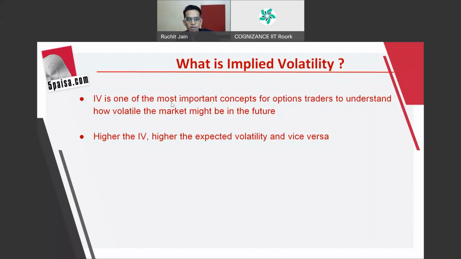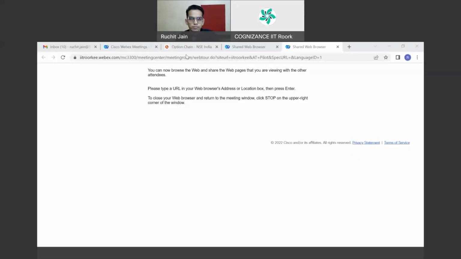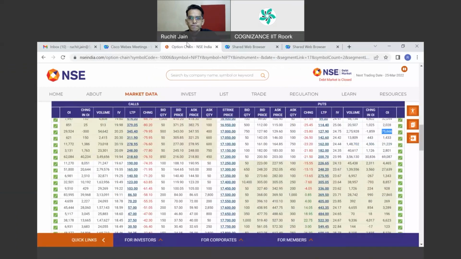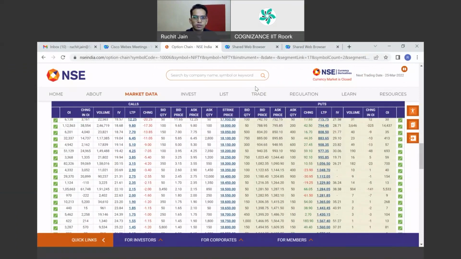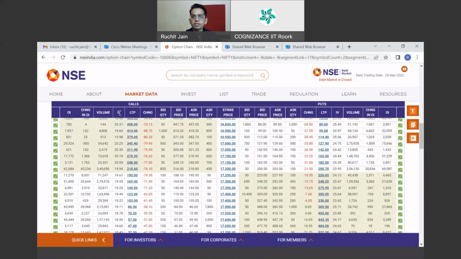Now, where to see IV? I would again share that screen with you. Yeah, I hope you all can see this option screen again. In this option screen, the option chain, you can see there is one IV column over here. This is call options IV. Similarly, on the right hand side, you can see an IV column over here also. This is put options IV.